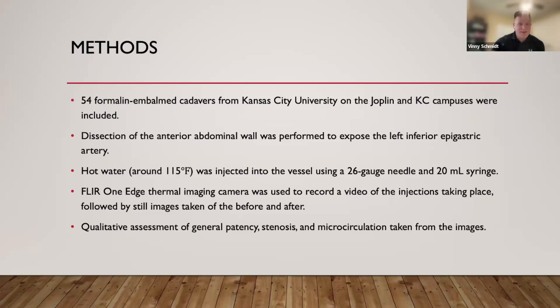From this point, I gathered some hot water from the sink, which I usually kept around 115 degrees Fahrenheit. I used a 26 gauge needle and a 20 milliliter syringe to inject the inferior epigastric artery. I also used a FLIR One Edge thermal imaging camera. This was a camera that I could Bluetooth to my phone. It had different settings on it.